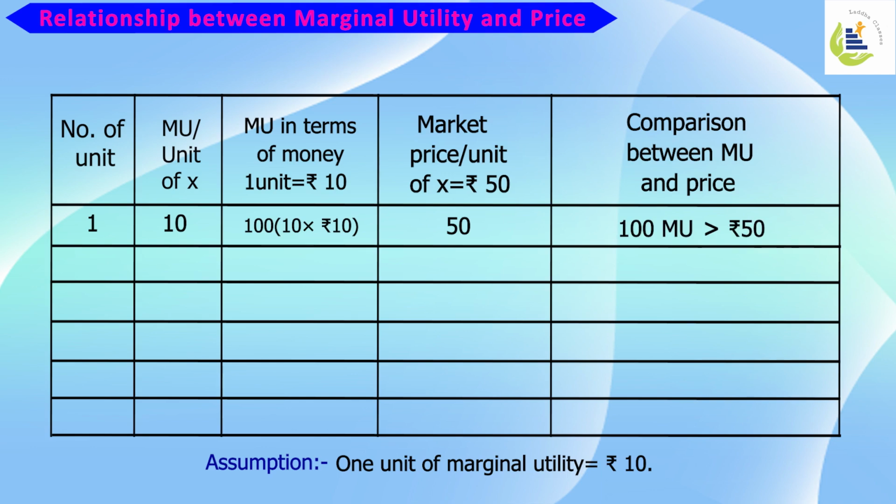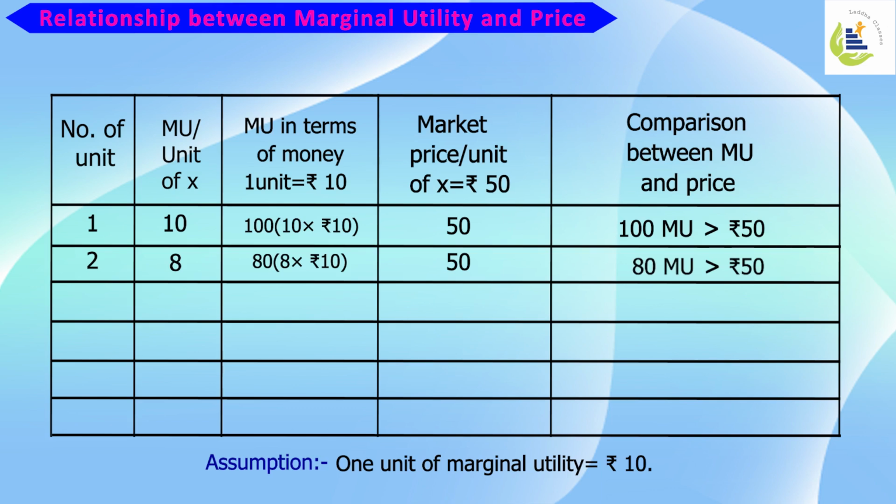Now I end up buying the second product. As the law of diminishing marginal utility says, my marginal utility for the second product will be less, and it will be 8 units. So the money calculation of marginal utility will be 8 into 10, 80 rupees. The price for the second product will also remain the same, 50 rupees. So the marginal utility derived from the second product is 80 rupees and the actual price paid is 50 rupees. So still it's an attractive bet. A consumer will tend to buy it.